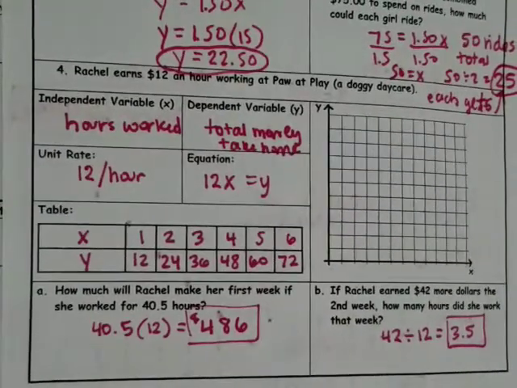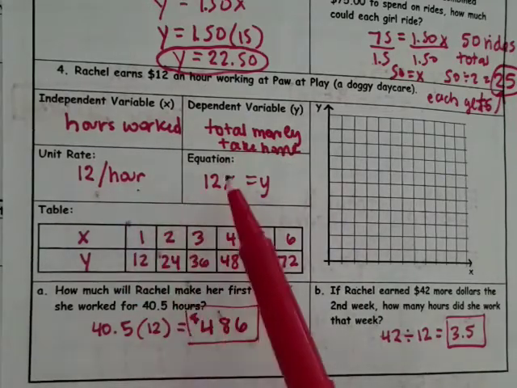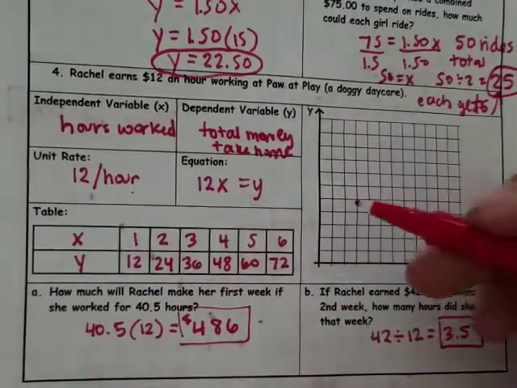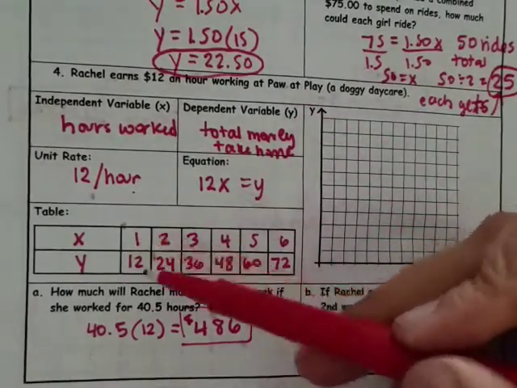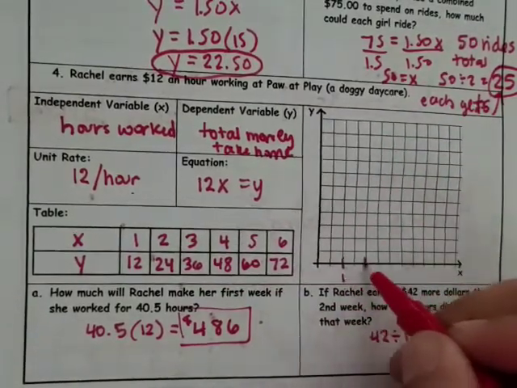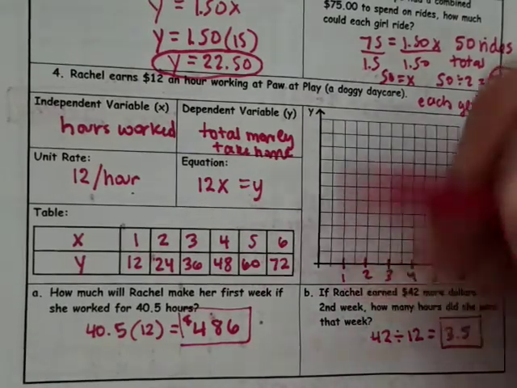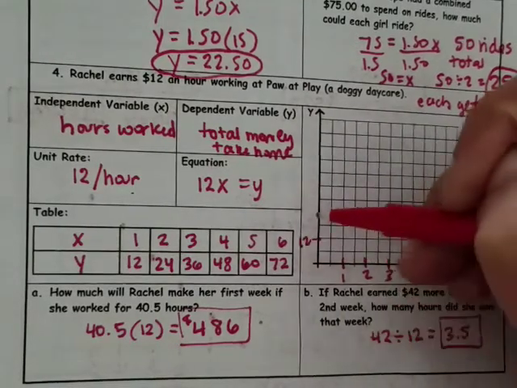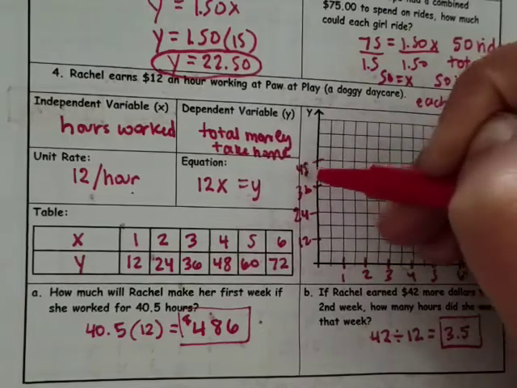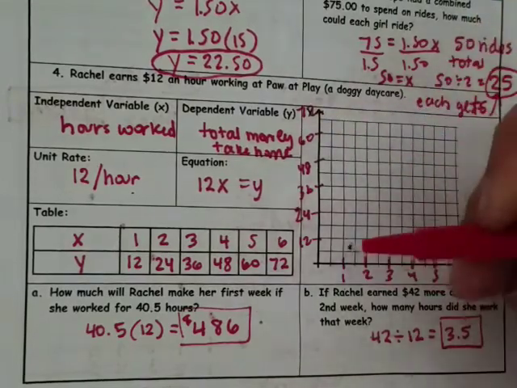So number 4, the hours worked versus the total money take home. Your unit rate is $12 an hour. Your equation is 12x equals y, or y equals 12x. Both ways work. Your table is right here, 1, 12, 2, 24, 3, 36. I'm going to count by 12s: 12, 24, 36, 48, 60, 72, and then I'm just going to mark them off.